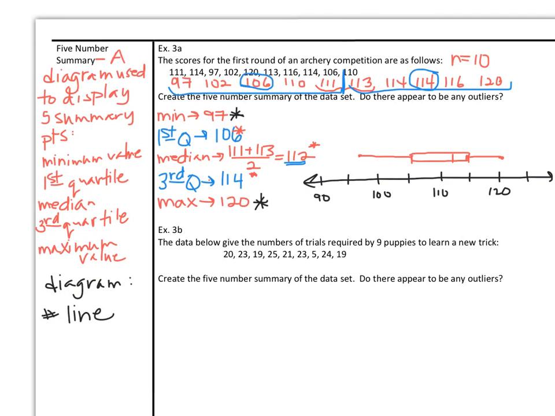What I'd like you guys to do is actually try that with example 3B. The data below show the number of trials required by 9 puppies to learn a new trick.